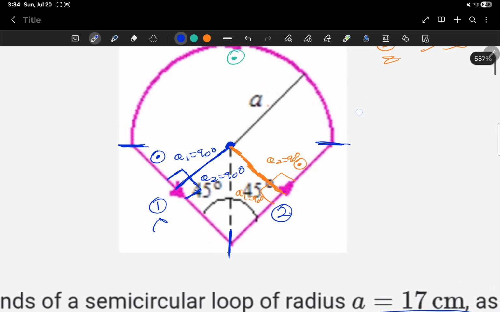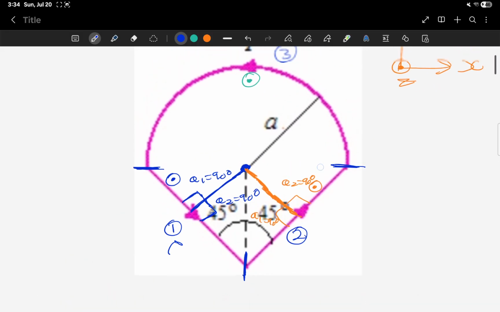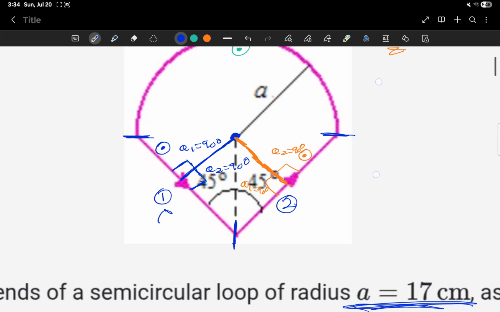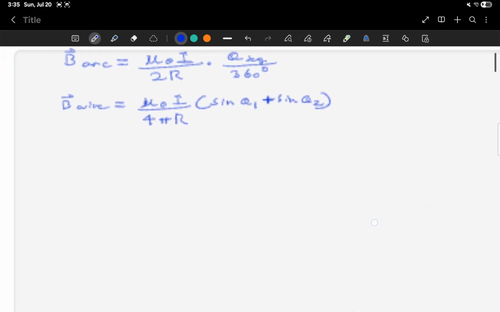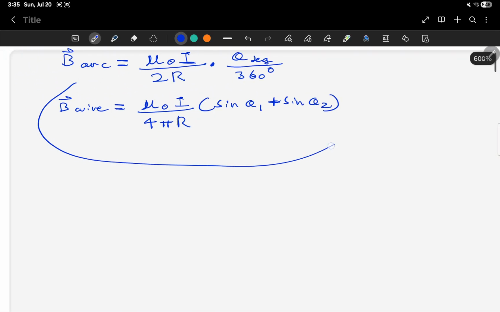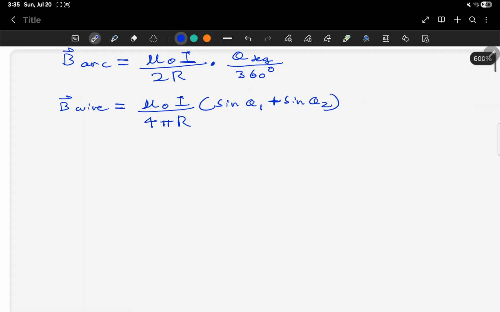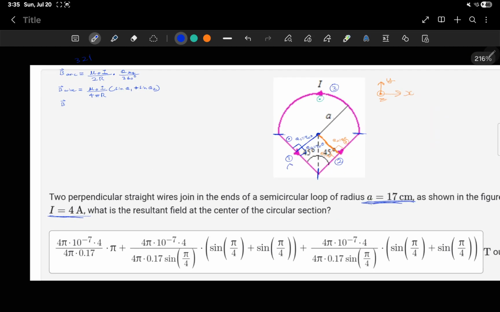So what do we understand here? We know that the current flowing through this entire thing is the same, which is 4 amperes, and we know that the angles for both of these segments are the same. The theta 1 of piece 1 is the same as the theta 1 of piece 2. So we can just solve this equation once and set it equal to the other segment, because we're not going to get a different answer. We're going to get the same answer. So I'll start solving for piece 1 in particular.